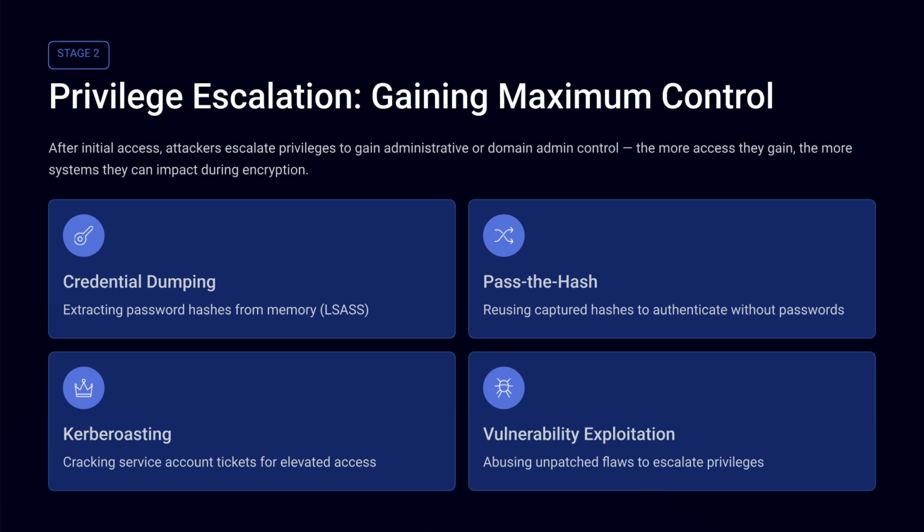Stage 2 is privilege escalation. Attackers escalate privileges to gain administrative or domain admin control. Techniques include credential dumping, pass the hash, Kerberoasting, and vulnerability exploitation. More access means more systems can be impacted during encryption.